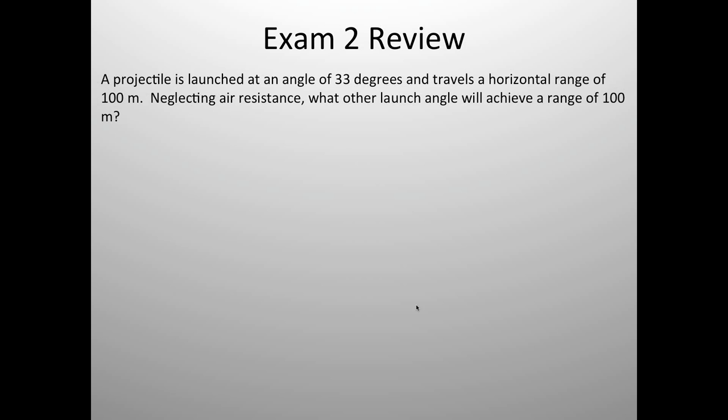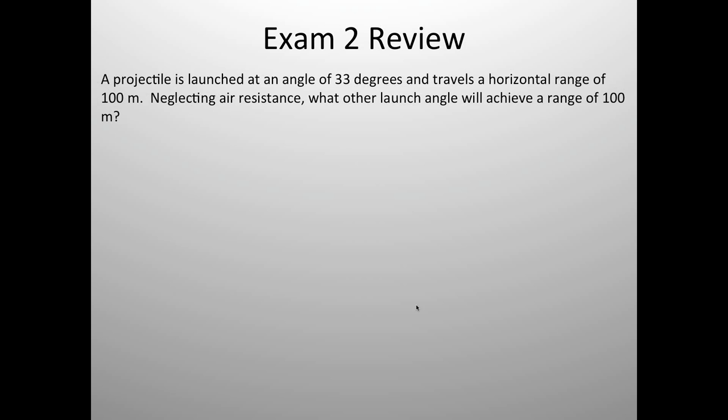All right, another projectile question. This time we're concerned with launch angles and ranges. So the launch angle is exactly as it sounds, the angle at which the object is launched. And the range is the distance, the horizontal distance on the ground from where the object was launched to where it lands. So in this case, we ask a projectile is launched at an angle of 33 degrees and travels a horizontal range of 100 meters.